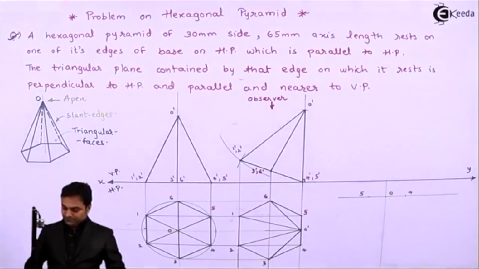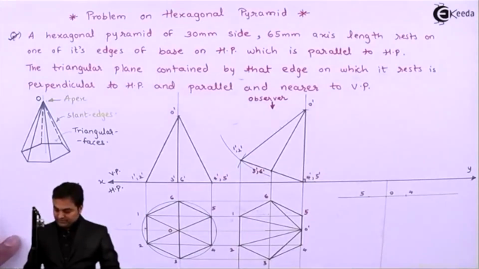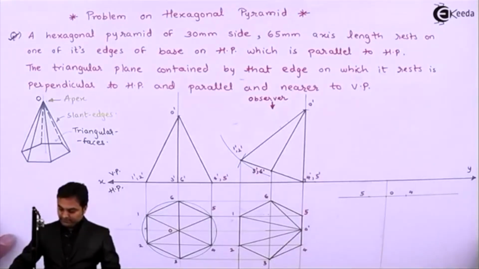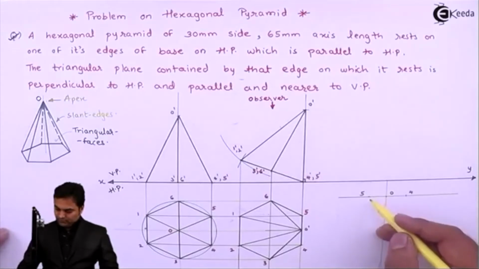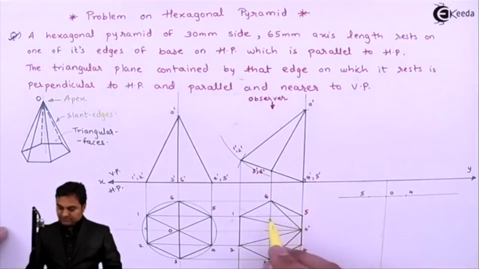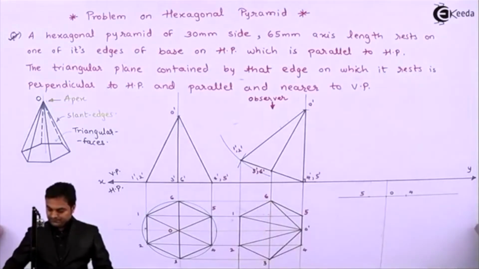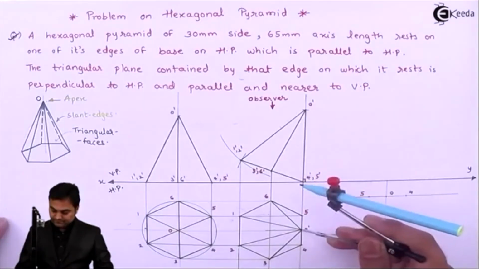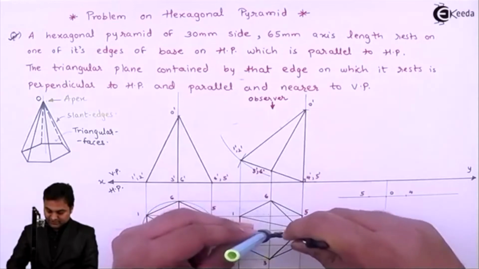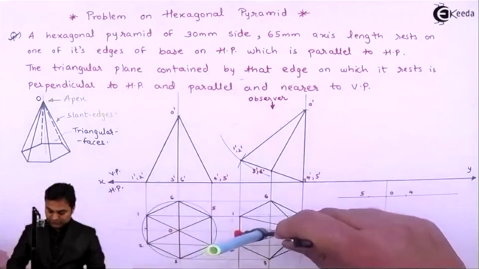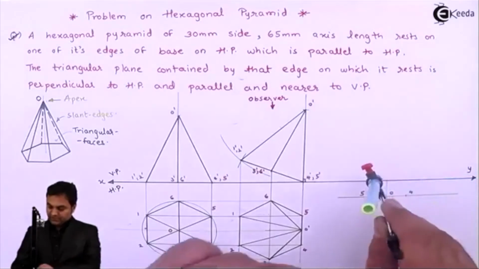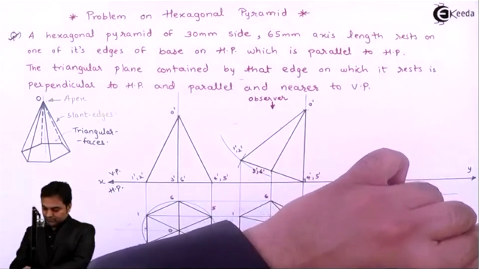Next, after this, I require the other points, that is 1, 2, 3 and 6. So for that, first of all, from 0.5, I'll mark this distance up to this line which is connecting 3 and 6. So for that, I'll take the distance from the apex up to this line which connects 3 and 6, because I will be projecting those points 3 and 6, keeping it at the apex and marking it over this vertical line.